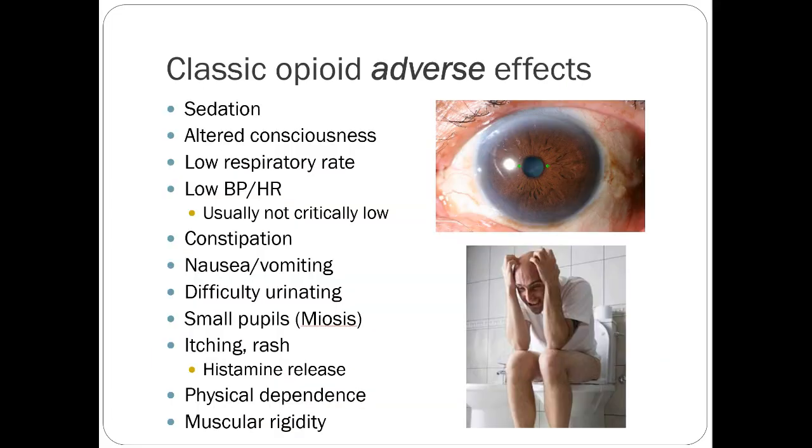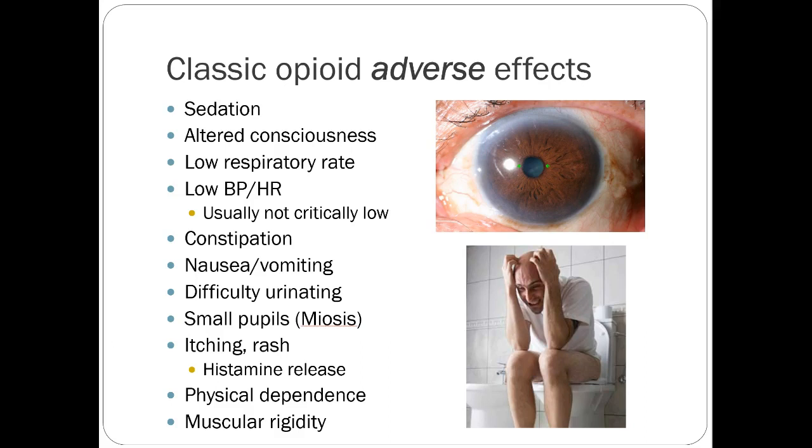All right, so your classic opioid toxidrome, if you want to look at it that way, or adverse effect profile is going to be sedation. We already talked about that: altered consciousness, decreased respiratory rate. That's going to be the big one. When somebody overdoses on heroin, they die because they stop breathing. That's what kills somebody.